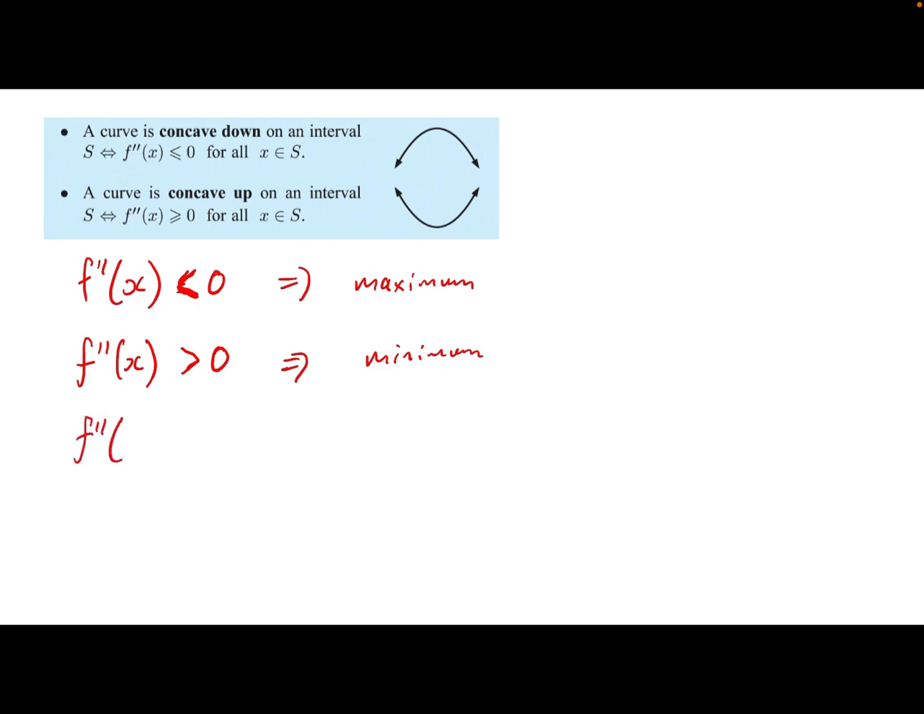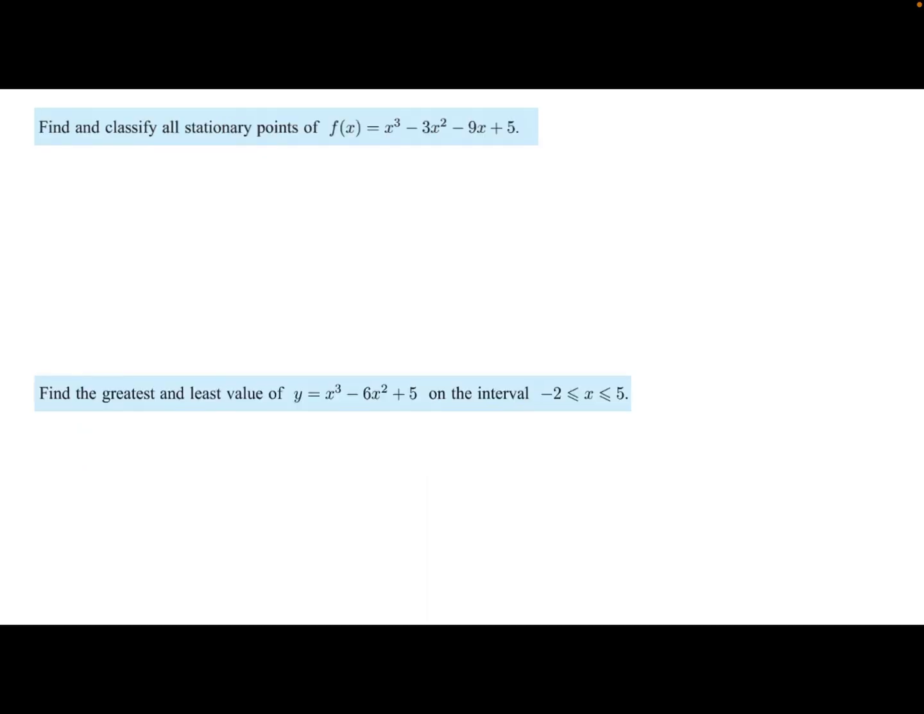If the second derivative at a stationary point is equal to 0, you might think it's a point of inflection, but actually we don't know. Then we have to use another method, which I'm going to teach you live rather than on the video. So it might be a maximum, a minimum, or a point of inflection. It can only be a point of inflection if the second derivative is 0, but it might not be. We simply don't know.